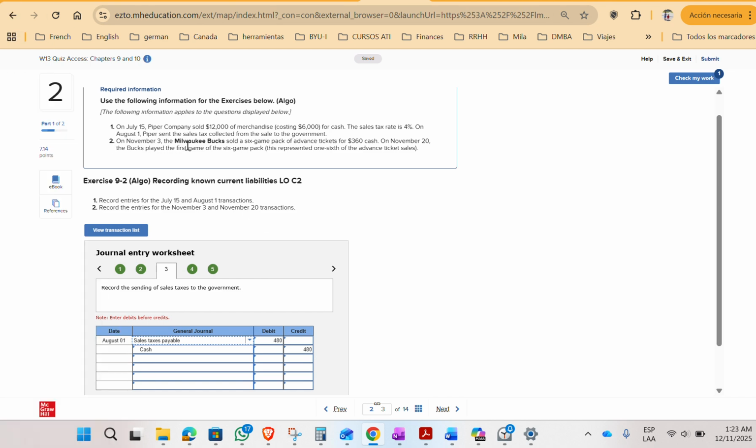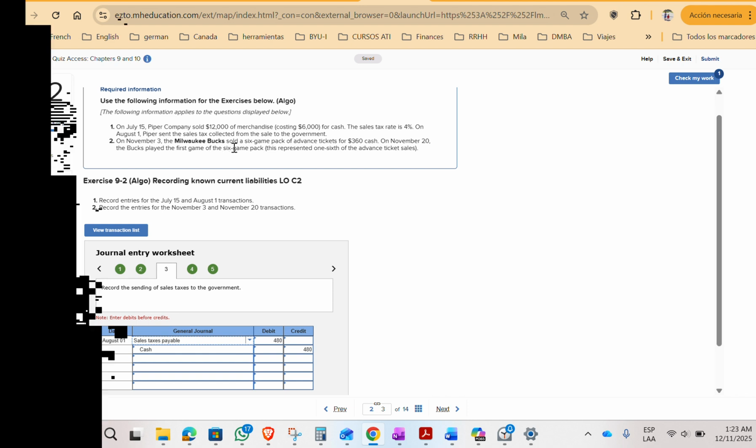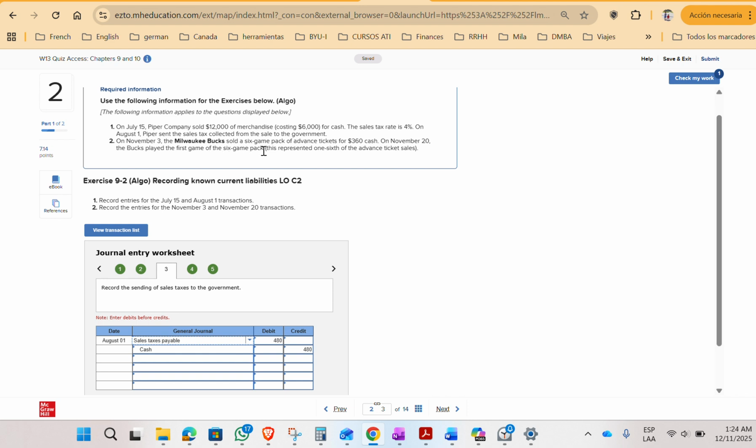So in the second exercise here, it says that on November 3rd, the Milwaukee Bucks sold a 6-game pack of advance tickets for 360 cash. On November 20, the Bucks played the first game of the 6-game pack. This represented 1/6 of the advance ticket sales. So we're going to record all these too.